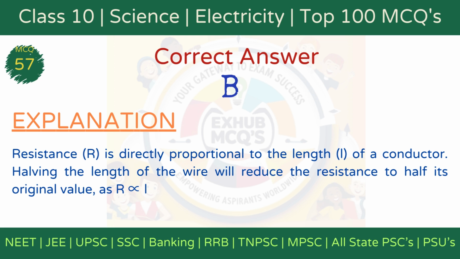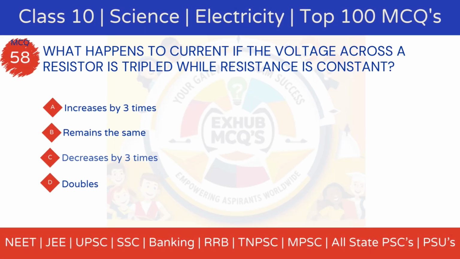MCQ 58. What happens to current if the voltage across a resistor is tripled while resistance is constant? Option A, increases by 3 times. Option B, remains the same. Option C, decreases by 3 times. Option D, doubles.